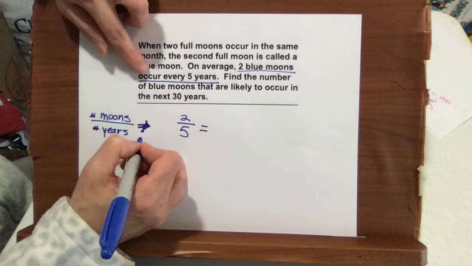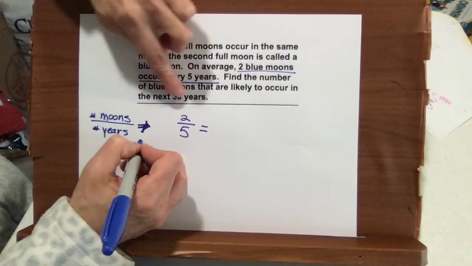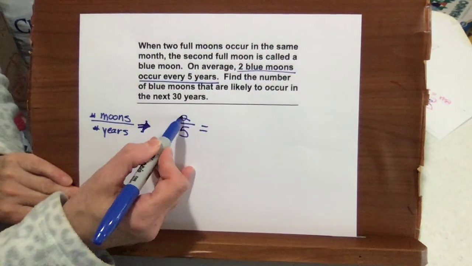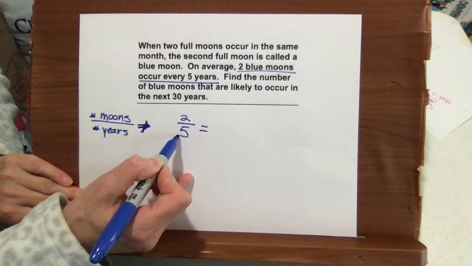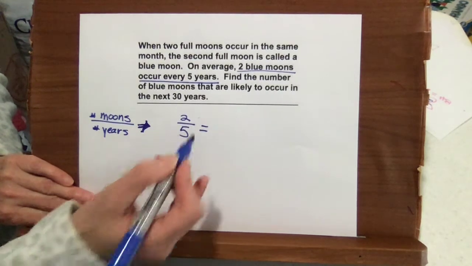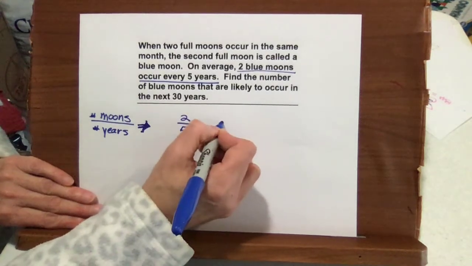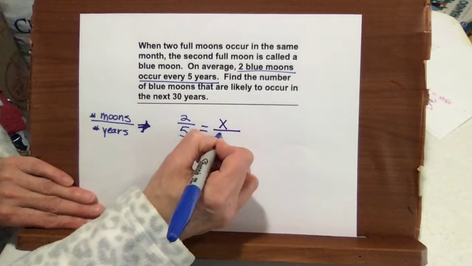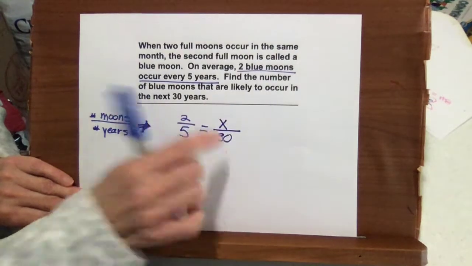We want to find the number of blue moons that occur in the next 30 years. Now remember, moons is the top number, your numerator, and number of years is your bottom number or your denominator. So we don't know how many moons might occur in the next 30 years, so we make it x over 30.